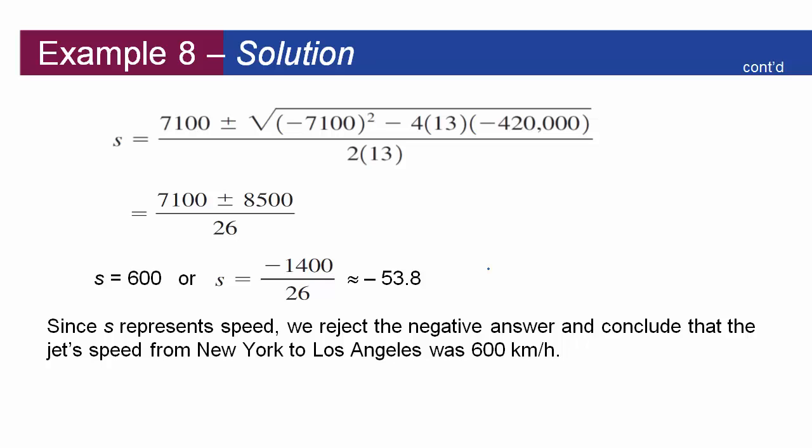Now, since S represents speed, we throw out the negative number because, yes, I know in physics a negative speed just means speed in a different direction, but that's not really speed, that's velocity, right? And we weren't talking about velocity, we were talking about speed. And when we talk about speed, going left and right or up and down, your speed is still positive. So you can't have a negative speed. So we throw that out, and our answer is 600.